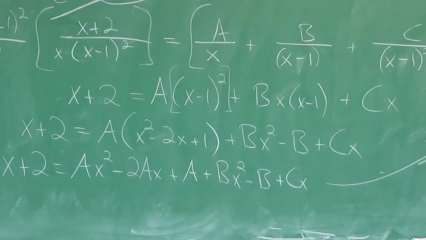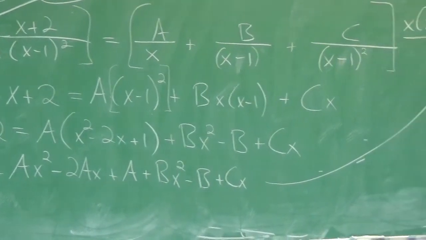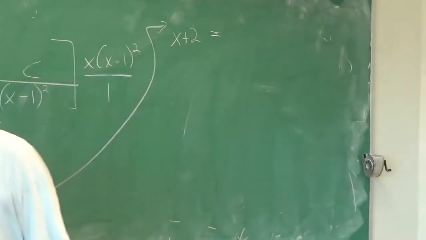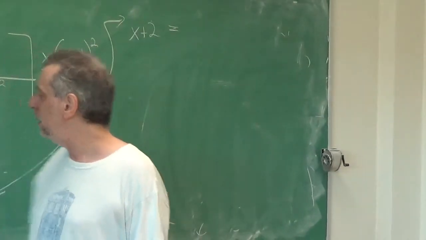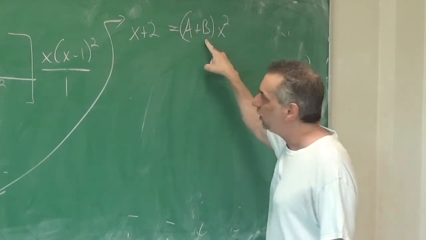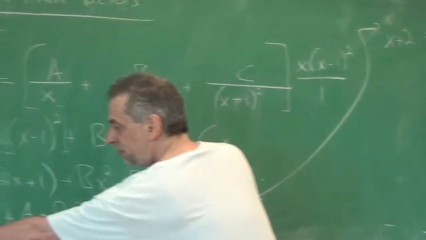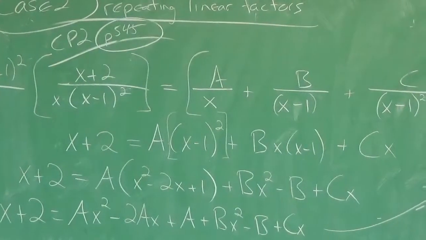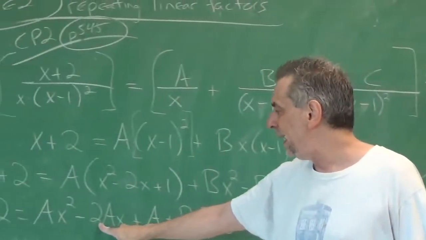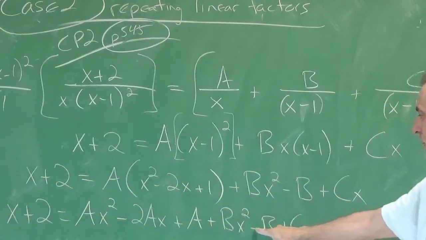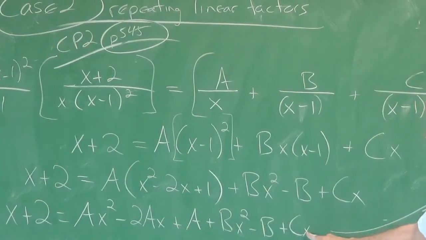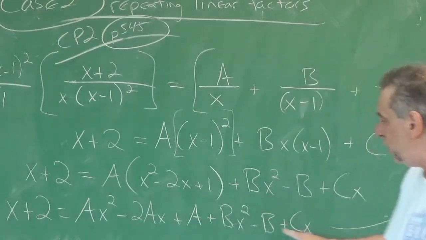All right, so now we will gather the similar terms on the right-hand side. So the x squared term, we have an a plus b on the x squared. Let's skip a step here and factor out the x squared immediately from the ax squared plus bx squared. The x terms, we get negative 2a plus c. Right? Those are the only terms with an x to the first. So we say negative 2a plus c.